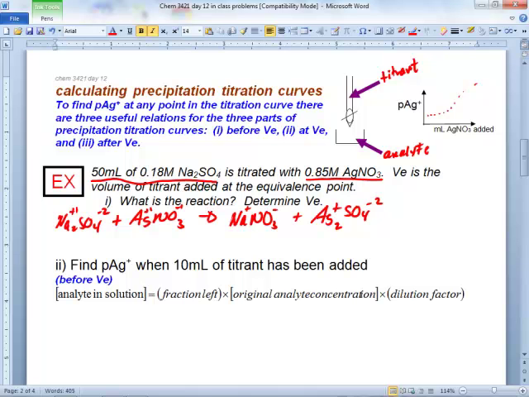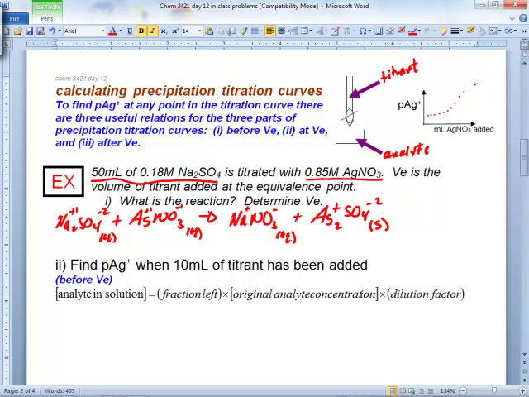Which one? It's the silver one, right? Yeah. So everything else is going to be, you should put what subscript on? AQ. Aqueous. We should put aqueous on everything else.